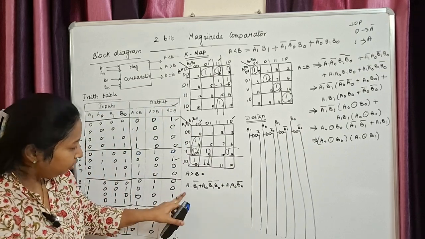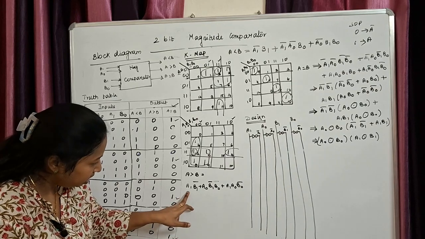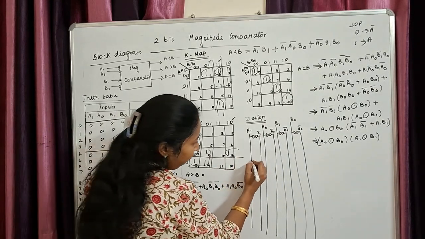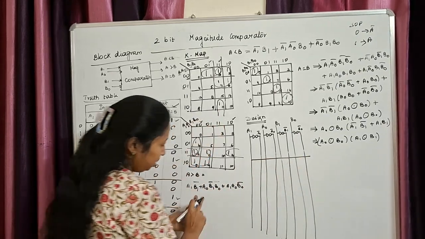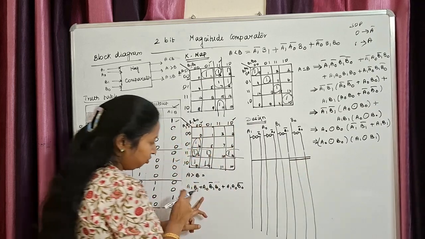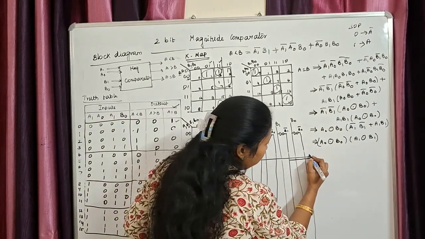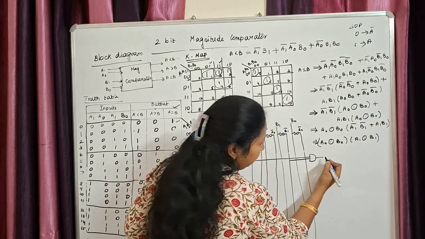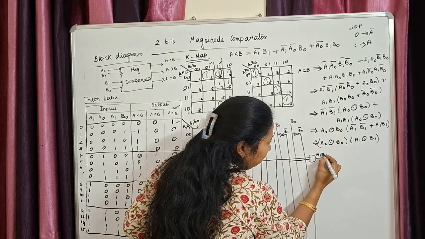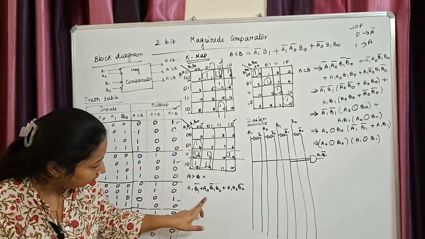Clear? Now, for the first minterm, it is A1, B1 bar. So, take the lead from A1. And where is your B1 bar? B1 bar is here. So, these two terms I have got to take. And it is a product term, so put them inside an AND gate. What is the output of it? It is A1, B1 bar. Clear?